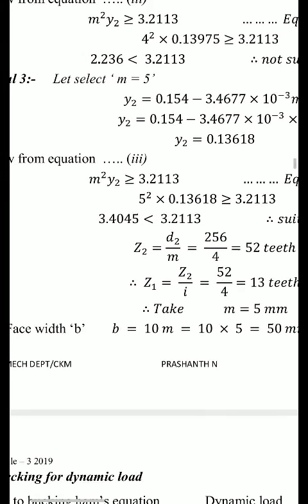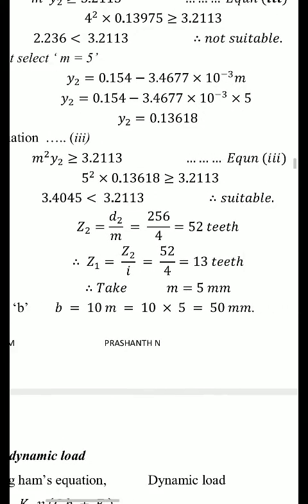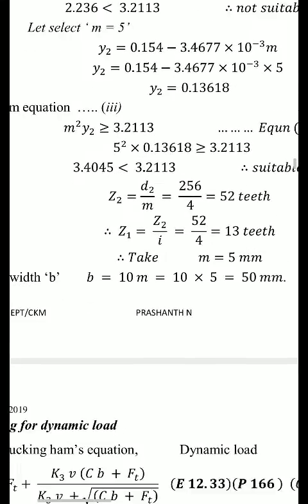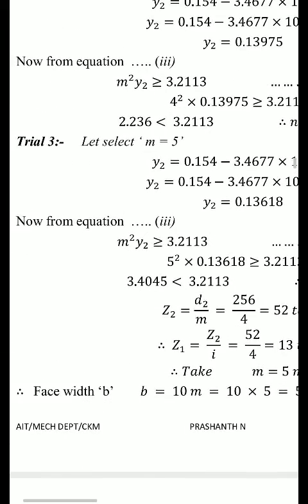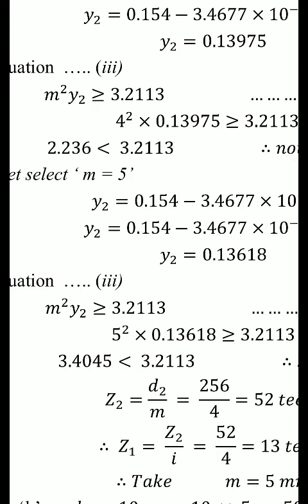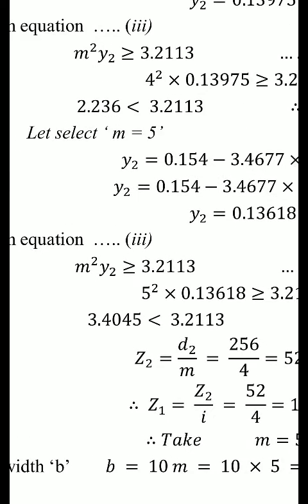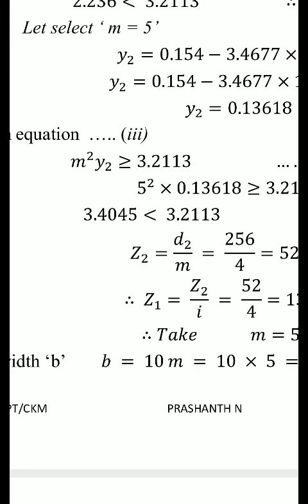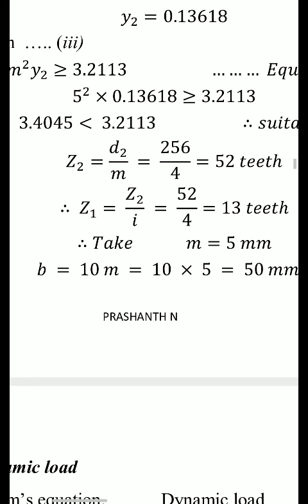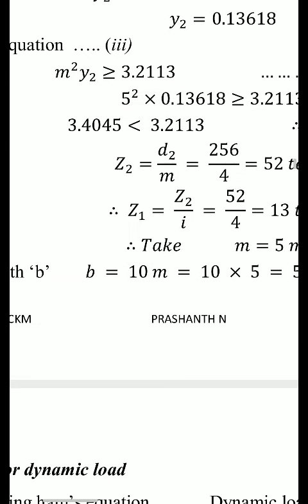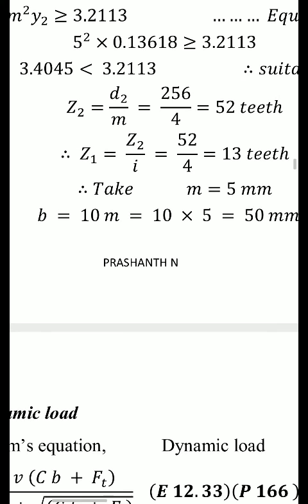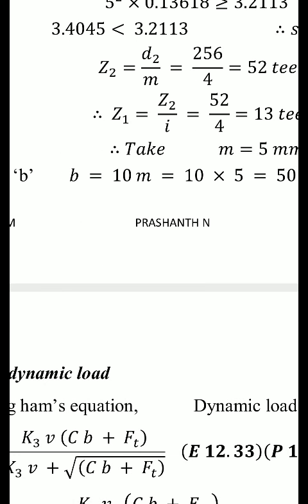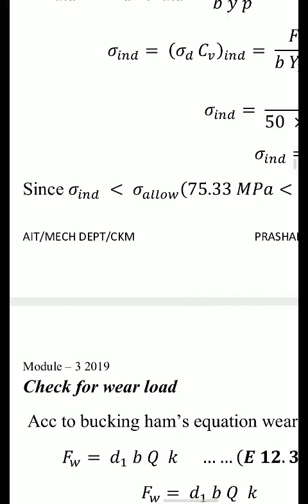Next, consider m is equal to 5. Select m equal to 5, substitute the value of Y2 in equation number 3, m square into Y2, and we get the value 3.405, which is greater than 3.2013. So you select m is equal to 5, so that b is equal to 10 into m, 10 into 5, which is nothing but 50 mm.